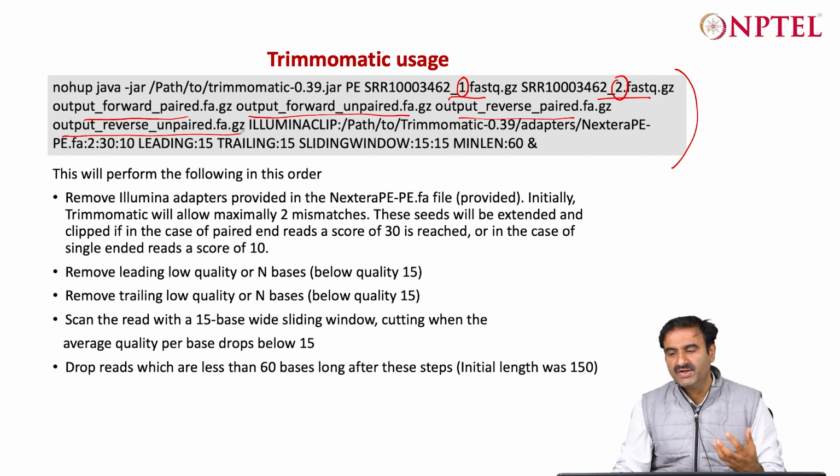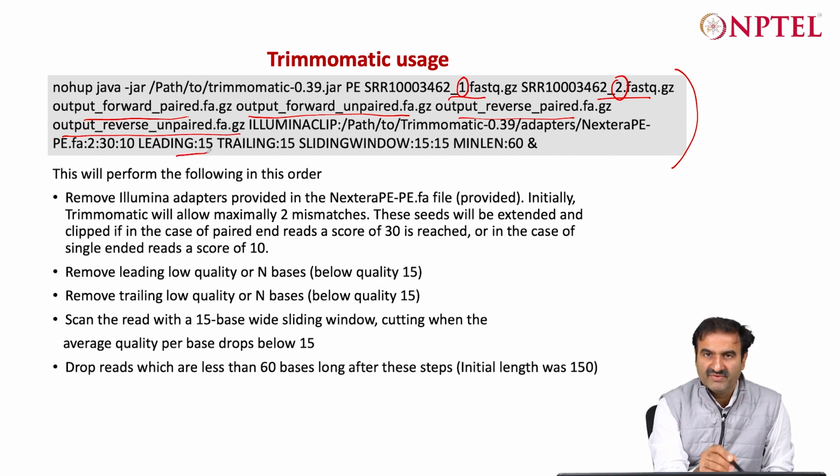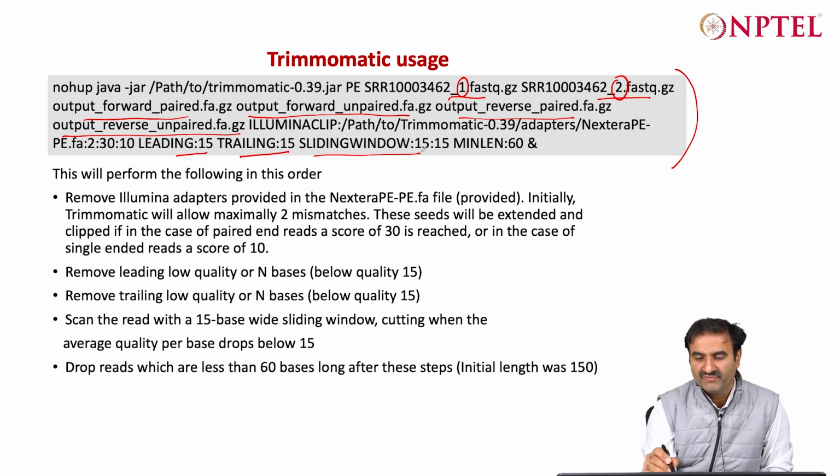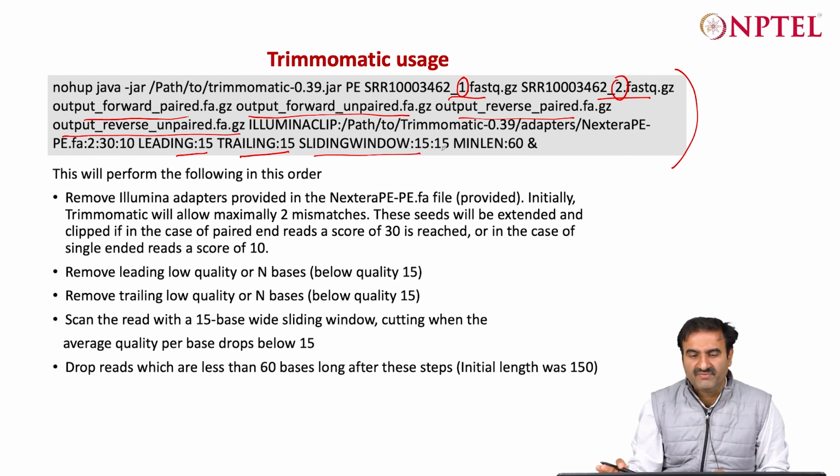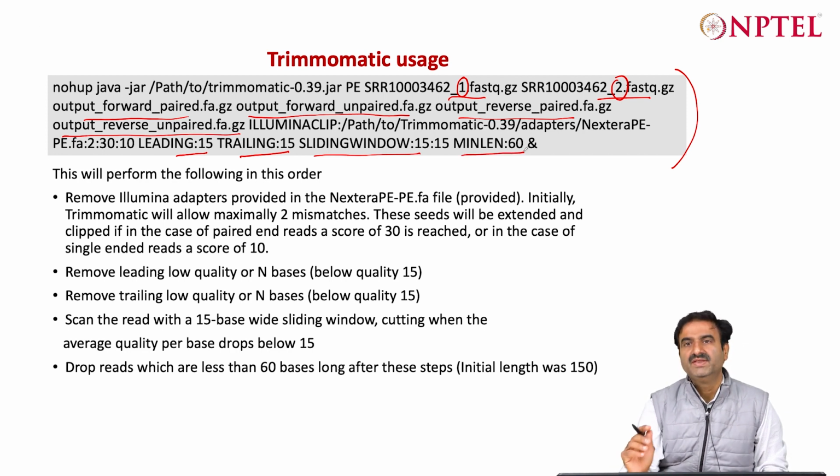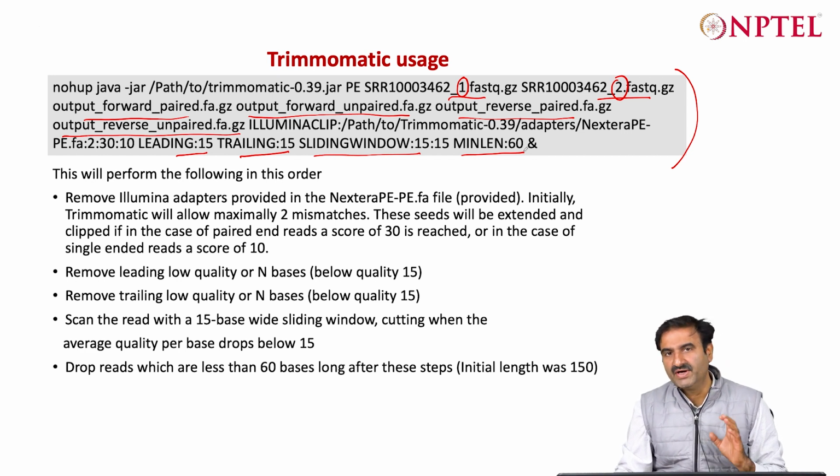Then the clipping, or trimming, that you have done is based on leading 15 base pairs and trailing 15 base pairs, so from the start and end. For the sliding window, I have used 15:15, meaning what window I should consider and how much I want to slide. 15 is kind of the default; otherwise you can also increase or decrease it. And minimum length 60 means the read should be of minimum length 60 after you are done with the trimming. All those reads which are above 60 will be retained, and below 60 will be left out.